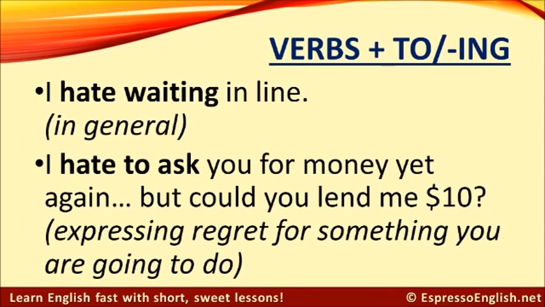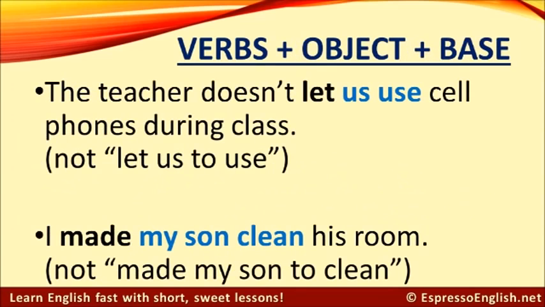The final structure is verbs plus an object plus the base form of the next verb. For example, the teacher doesn't let us use cell phones during class. We have the verb let, the object us, and then the base form use. Let us use cell phones. Don't say let us to use. It's not correct to use to in this case.